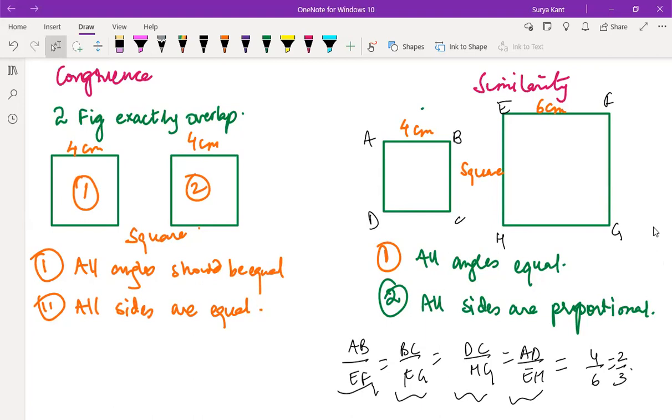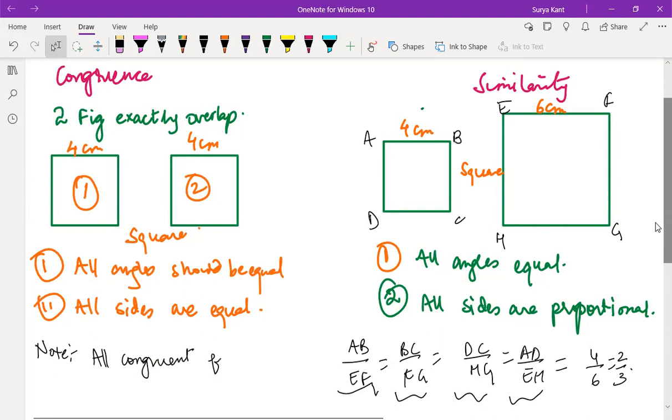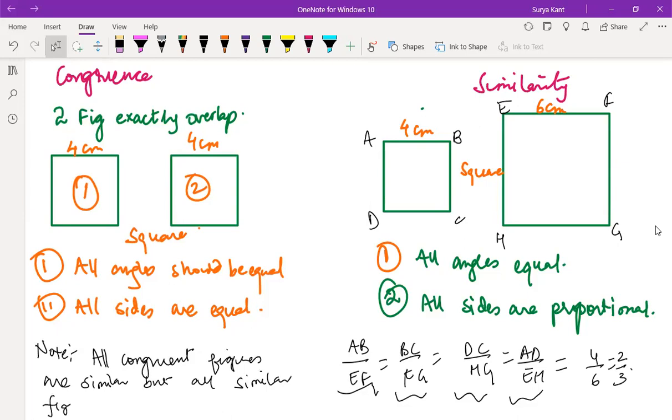Proportional. Is it clear, children? So here the sides should be proportional, and in the first one all sides should be exactly equal. So we can say, one note you can write here: all congruent figures are similar, but all similar figures are not congruent.